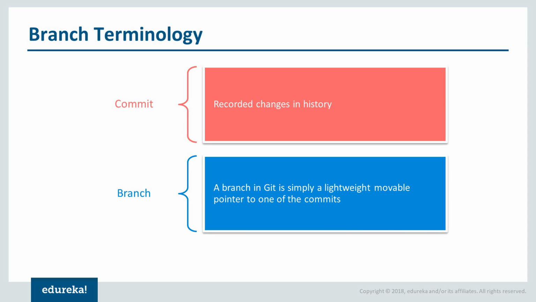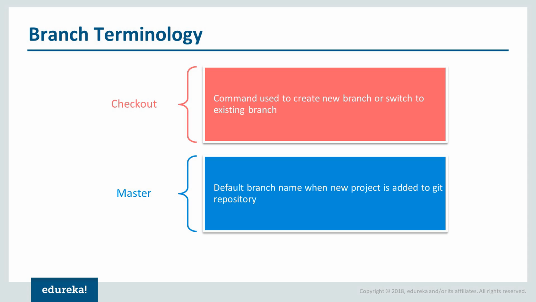There is again some branch terminology. Now, commit is a command that records changes in the current branch. If I do git commit and the files, the commit will happen on the current branch, while a branch is a pointer to one of the commits. As I said, a branch is not saving actual files, but it's just a pointer to the commits, and a commit is identified by the unique hash ID. Checkout is another command which is used to create a new branch, or not actually create a new branch, but it is actually used to switch to an existing branch.